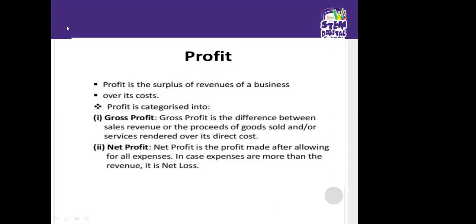Profit is categorized into gross profit and net profit. Now, what's the difference between that? Gross profit is the difference between sales revenue or the proceeds of goods sold and or services rendered over its direct cost. Okay, let me just go through to the next one and then I will take it again. The net profit is the profit made after allowing for all expenses. In case expenses are more than the revenue, it's a net loss.